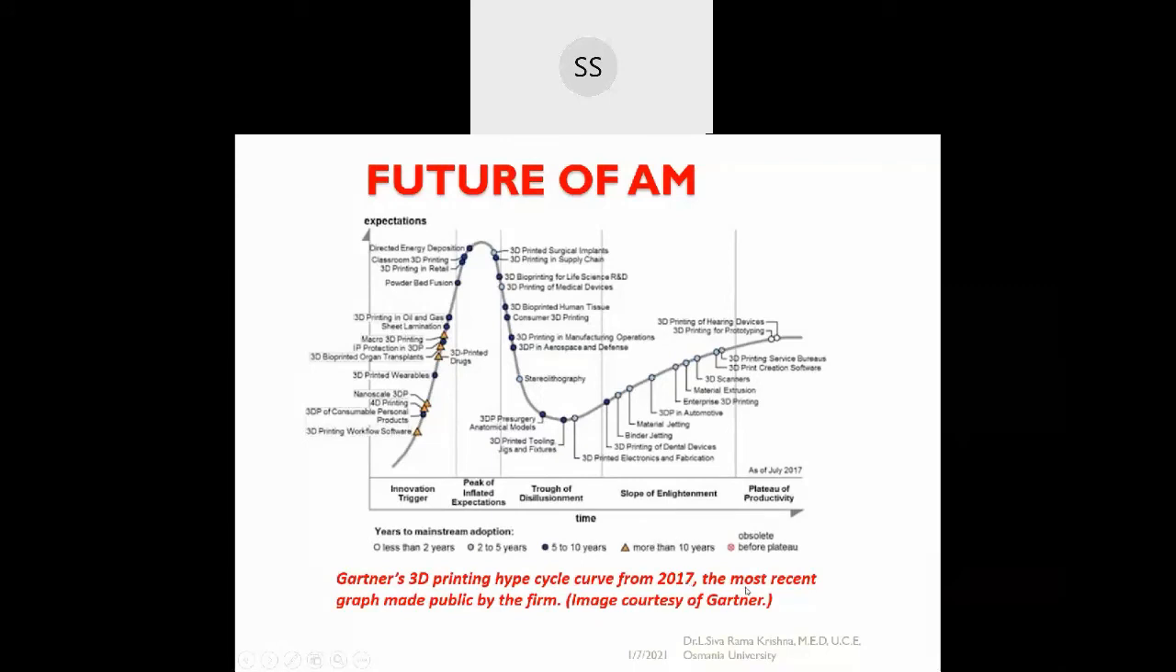So we are in this area. This is the most recent graph we found, published by the firm in 2017. You can see this took more than 10 years to reach this curve. Now we are in the stage where we have dropped into the trough of disillusionment. You find, oh, it is not working. But finally, once you start overcoming these limitations of the technology, as of July 2017 we are now reaching the better saturation point, and the maturity level of the technology is coming.